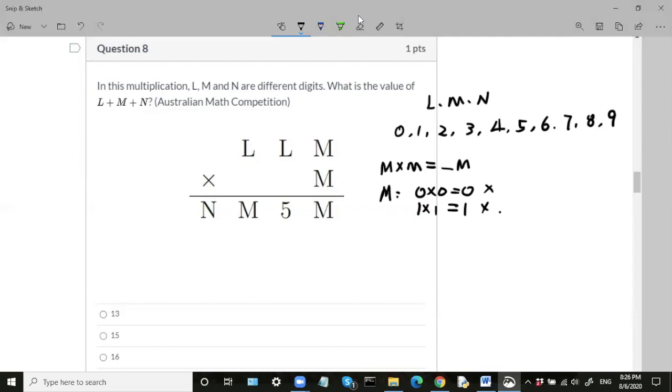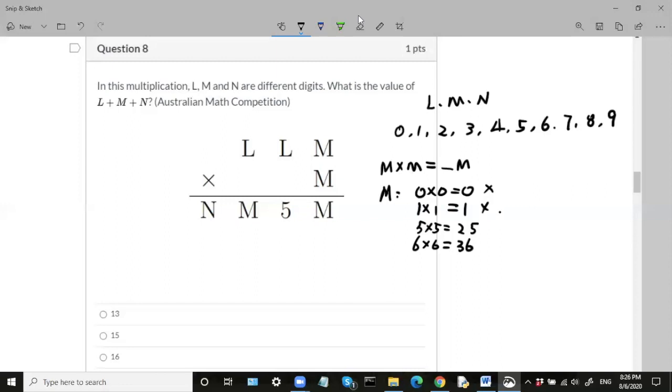Then we could have 5 times 5 equals 25. They end in the same digit, so this is possible. And 6 times 6 equals 36. So we have two choices for M, which are 5 and 6. 2 ends in 4, 3 times 3 is 9, 4 is 16, 7 is 49, 8 is 64, and 9 is 81. They all end in different digits. So we only have these two choices, 5 times 5, 25, and 6 times 6, 36.